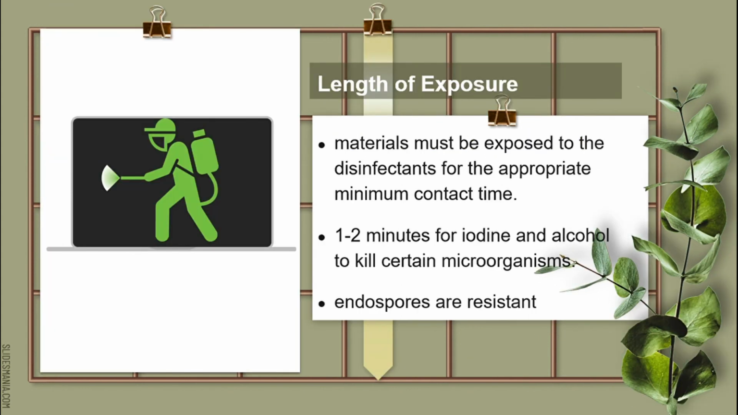We also need to consider the length of exposure of organisms to a certain germicide. Materials must be exposed to the disinfectants for the appropriate minimum contact time. For example, it would only take 1 to 2 minutes for alcohol and iodine to destroy certain microorganisms. Endospores, on the other hand, are resistant to disinfectants, so autoclaving is needed to eliminate these microbes.